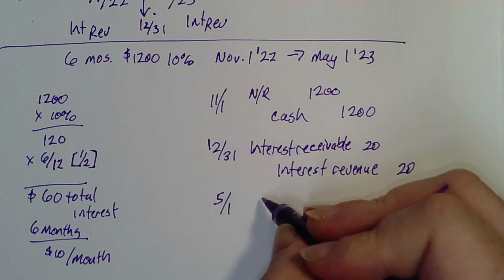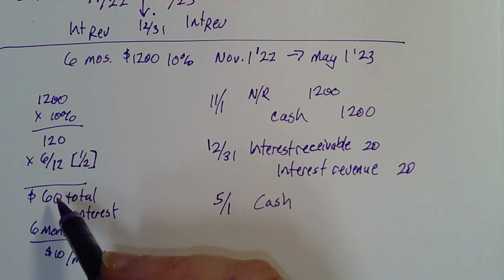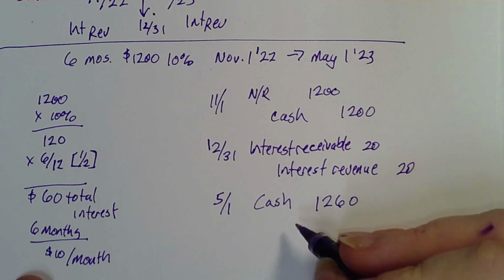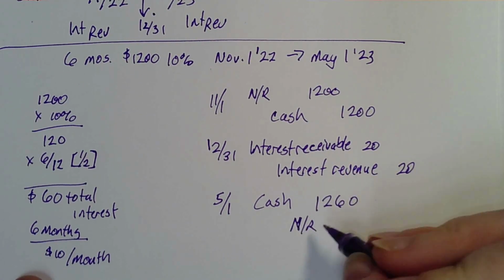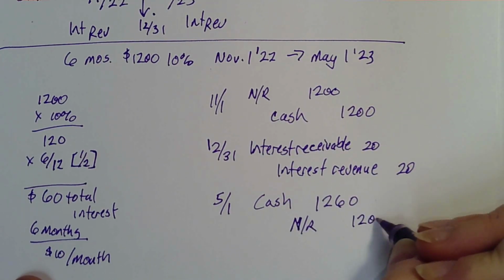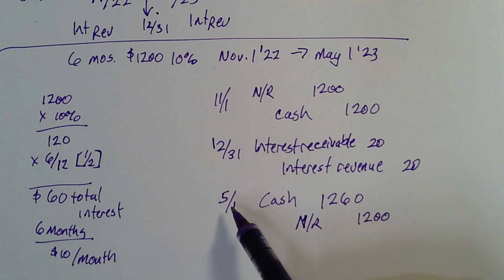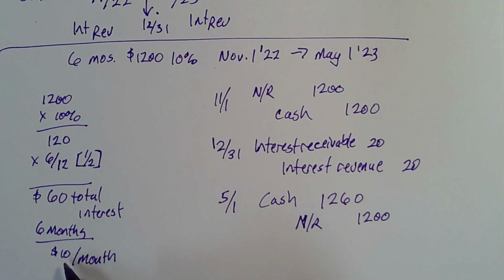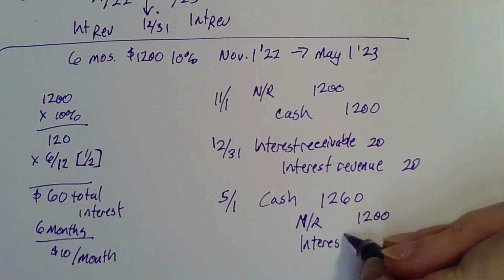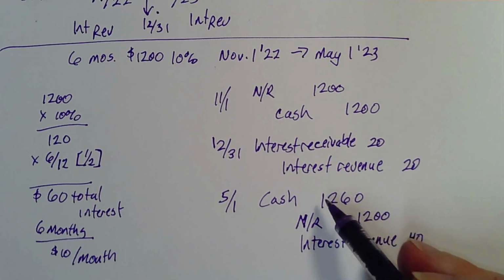So again, what's going to happen? Well, we're going to get cash for the $1,200 plus the $60 of total interest. So it's going to be $1,260, right? Part of that's going to come from the note receivable. They're repaying the note, so we're going to cancel the note because they've repaid it. Now, it's 4 months between January 1st and May 1st, right? That's 4 months. And we say we earn interest at a rate of $10 a month. So I'll have interest revenue of 40.